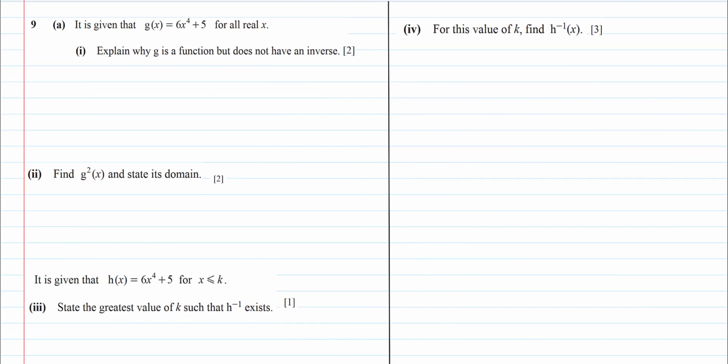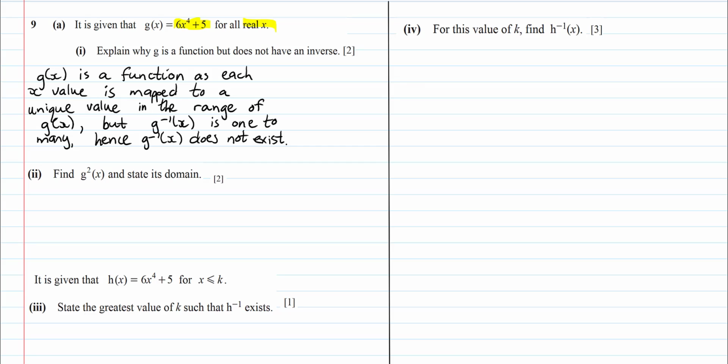Question 9a, part 1. We're given that g of x is equal to 6x to the power of 4 plus 5 for all real values of x, and we need to explain why g is a function but does not have an inverse. Well, g of x is a function because each x value is mapped to a unique value in the range of g of x, but g inverse of x is many to 1, and hence it is not a function. So let's just first write that down.